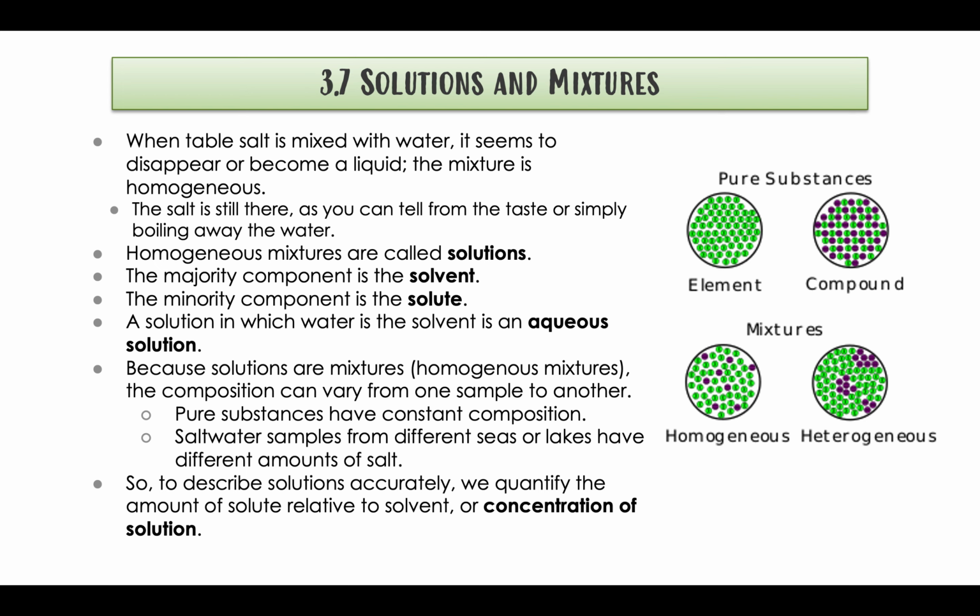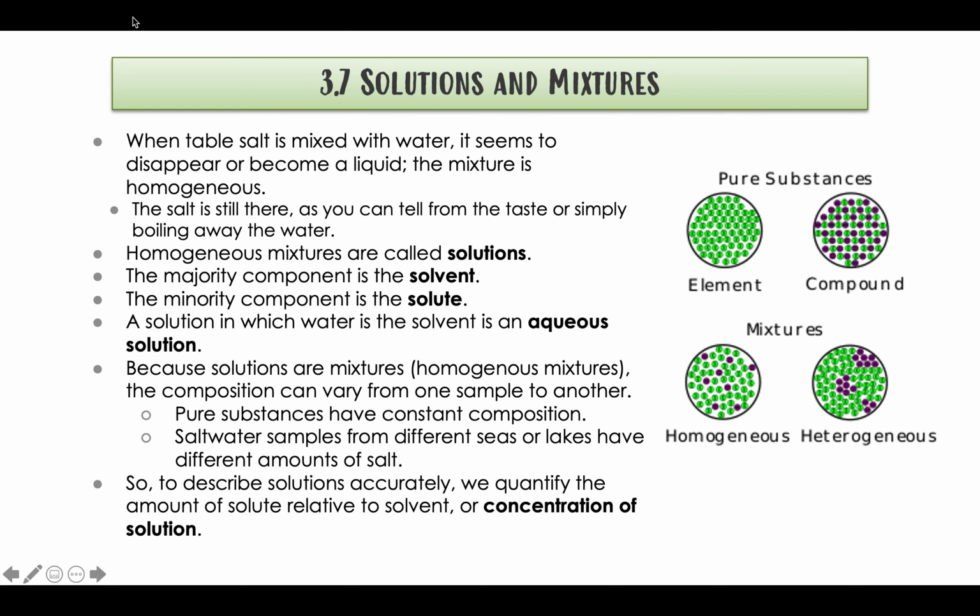When table salt is mixed with water, it seems to disappear or become a liquid, and the mixture is homogeneous. The salt completely dissolves. It's still there, but you can't see it. You can taste it, or you can simply boil away the water. Homogeneous mixtures are called solutions. That means it's uniform throughout. We can't see the individual components.